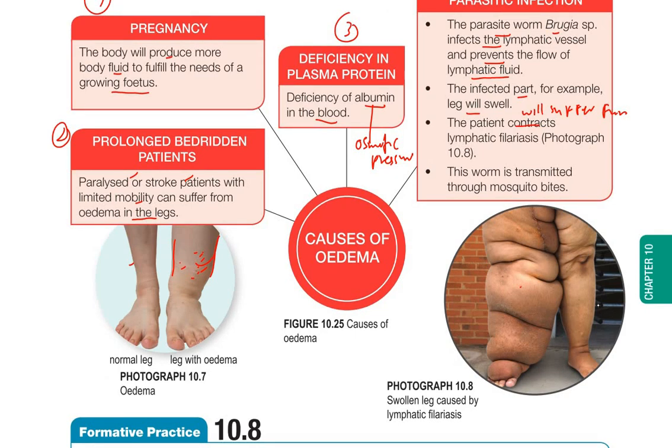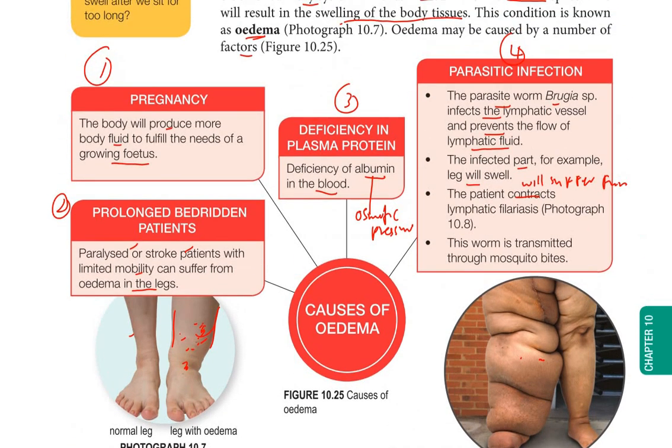So this one is caused by the accumulation of the tissue fluid. This one is because of the parasite worm known as Brugia. So you can see the swelling is also different. Okay, this one is bigger than this.